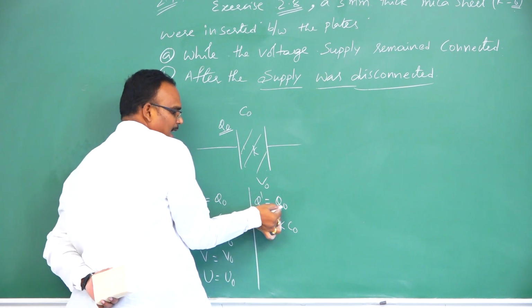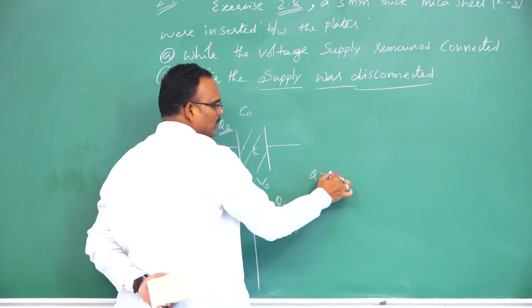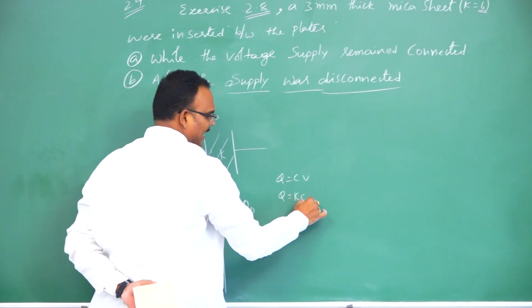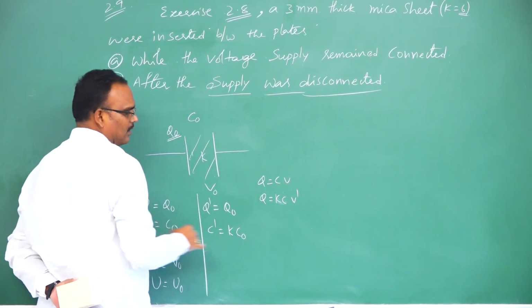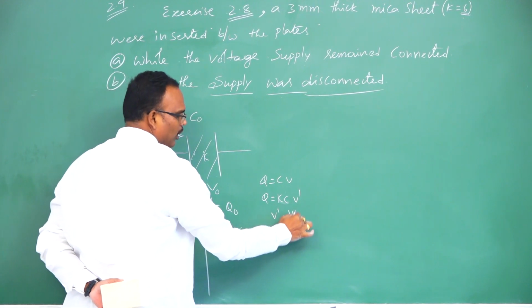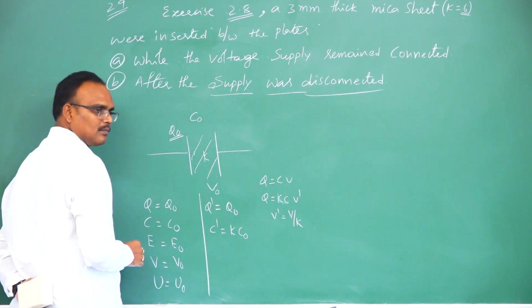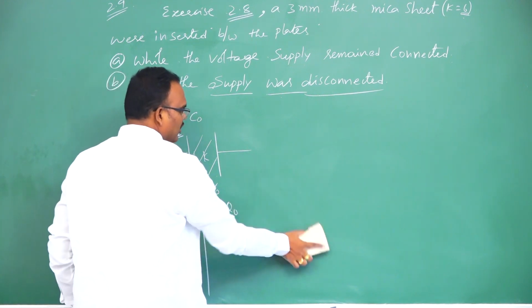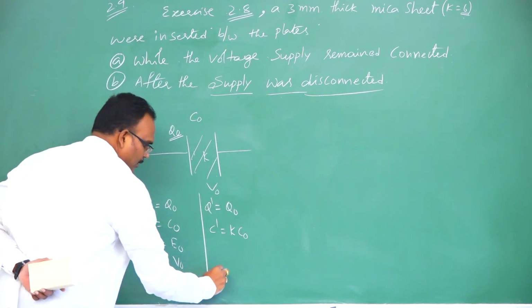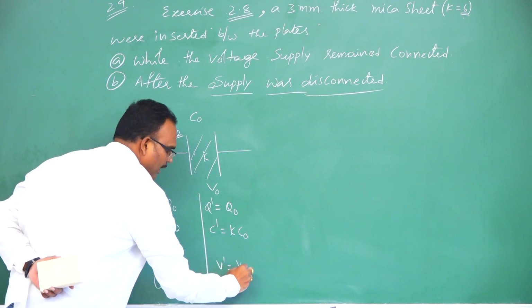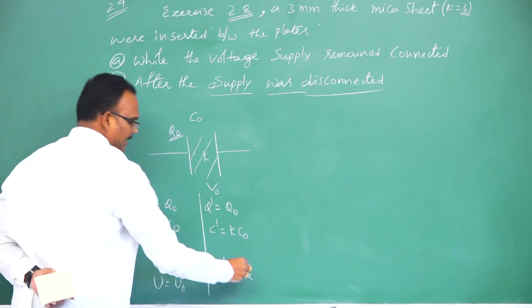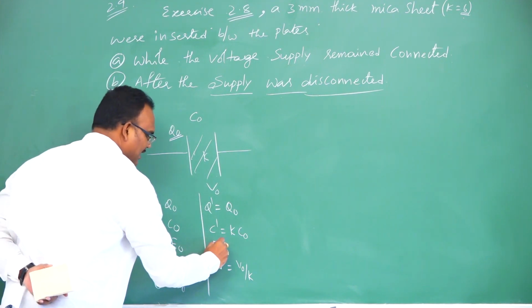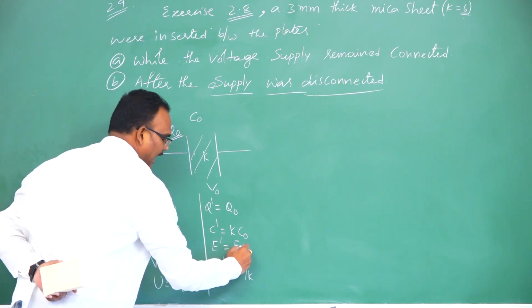If Q remains the same and capacitance increases, Q is equal to CV. Here Q is Q, this is KC naught and this is V dash. So V dash becomes V by K only, no? So that's why potential decreases by K times. Potential V dash is equal to V naught by K. If you use the expression E is equal to V by d, you will get E dash is equal to E naught by K.